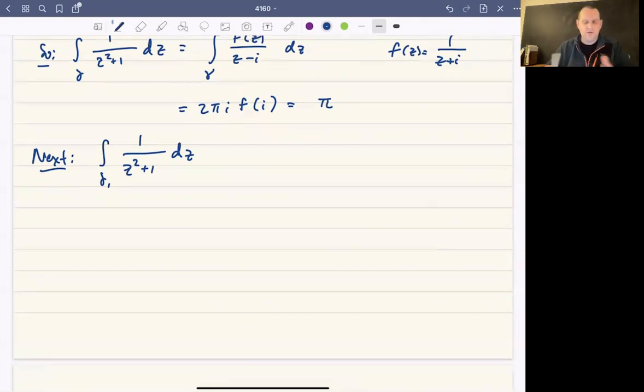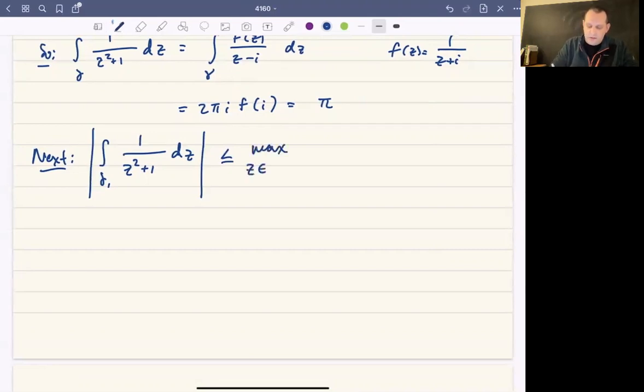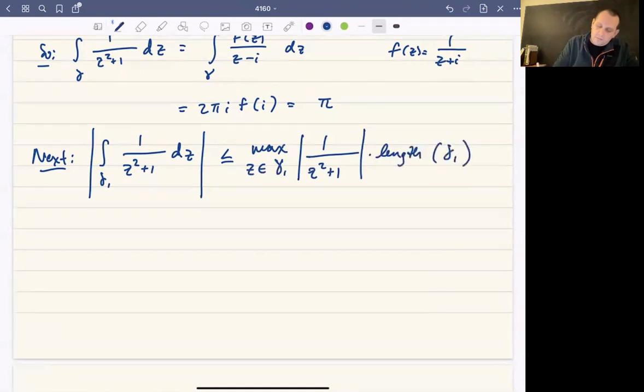But I want to show a method that we can use to evaluate in general. Here we're going to take the modulus of this and apply the modulus times length theorem, or the M times L theorem. This is going to be less than or equal to the largest value that our integrand 1 over z squared plus 1 is going to take, where z is in gamma 1, times the length of gamma 1. And if we remember, gamma 1 was the circle of radius r from 0 to pi.